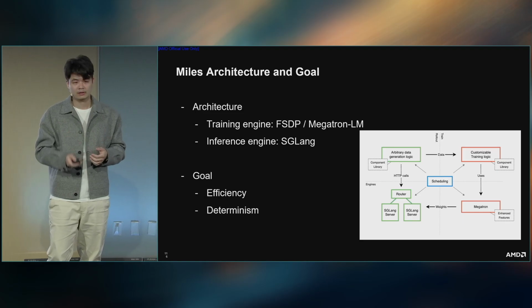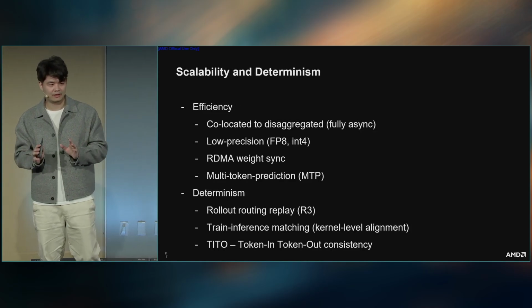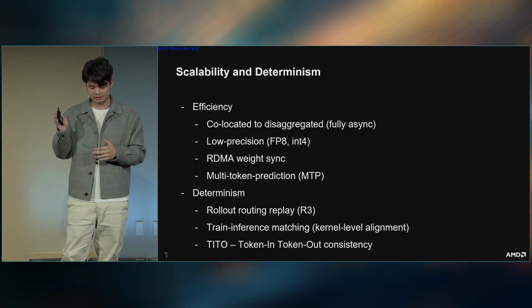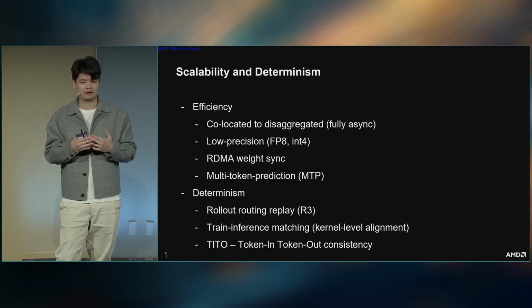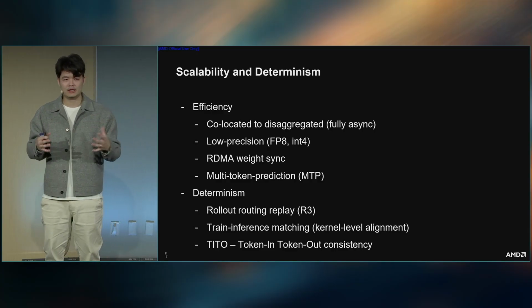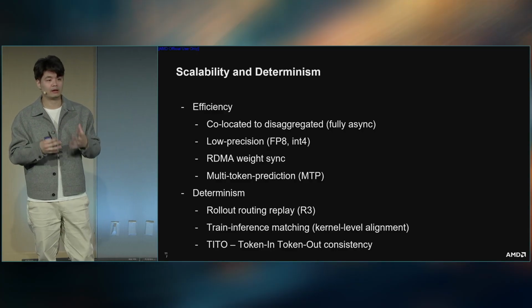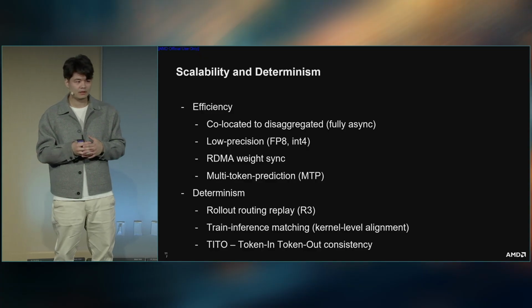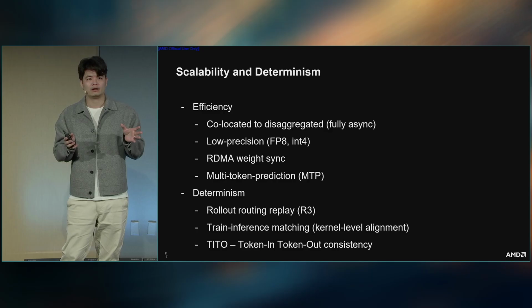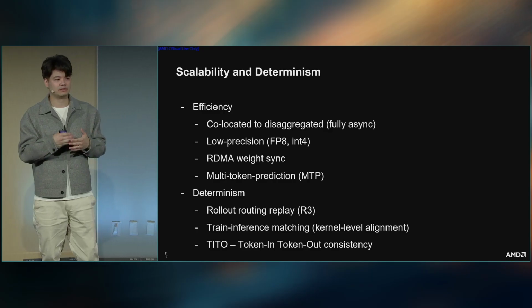Once you have this kind of mismatch, it may make you unable to converge, or make your final accuracy poor. Because of the reasons that I mentioned, in Miles we provide a series of features to support efficiency, and allow our models to keep scaling up RL training. The first one is colocate and disaggregate.